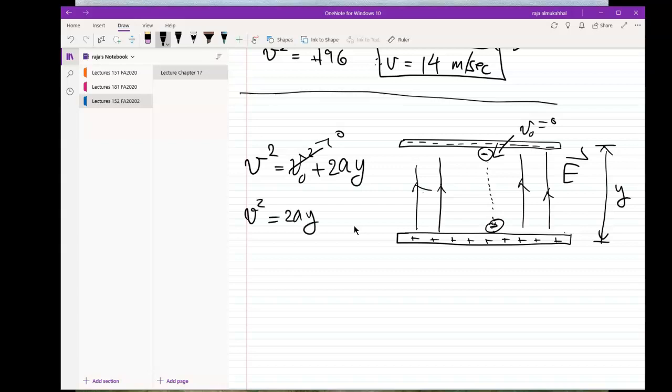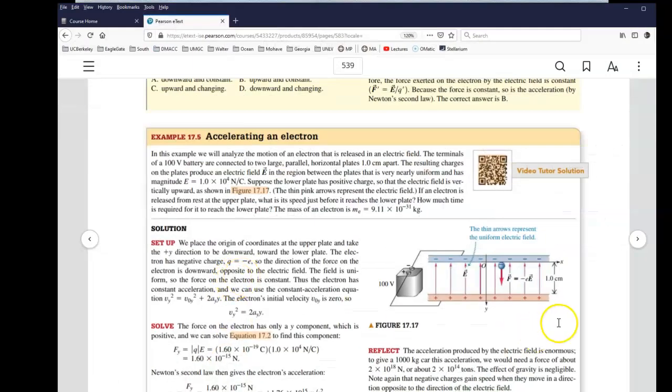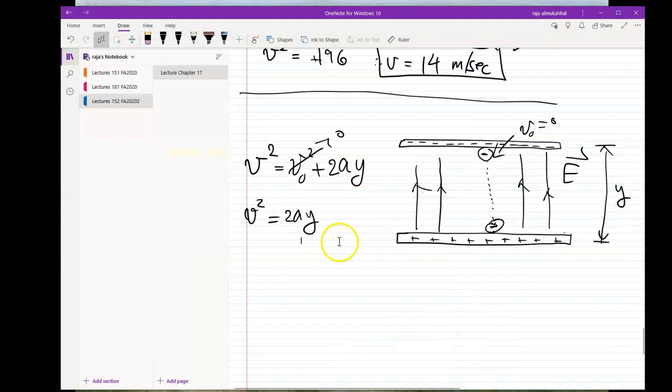Now, he gives me y. If you look at the diagram in the book, he gives you y right here, 1 centimeter. So I don't have a problem with the y. The troublemaker is a. What is a? A is acceleration. Well, what is that equal to? You see what I'm saying? Now, he also gives me E. He said it's, I forgot what it is, 10,000 or something.